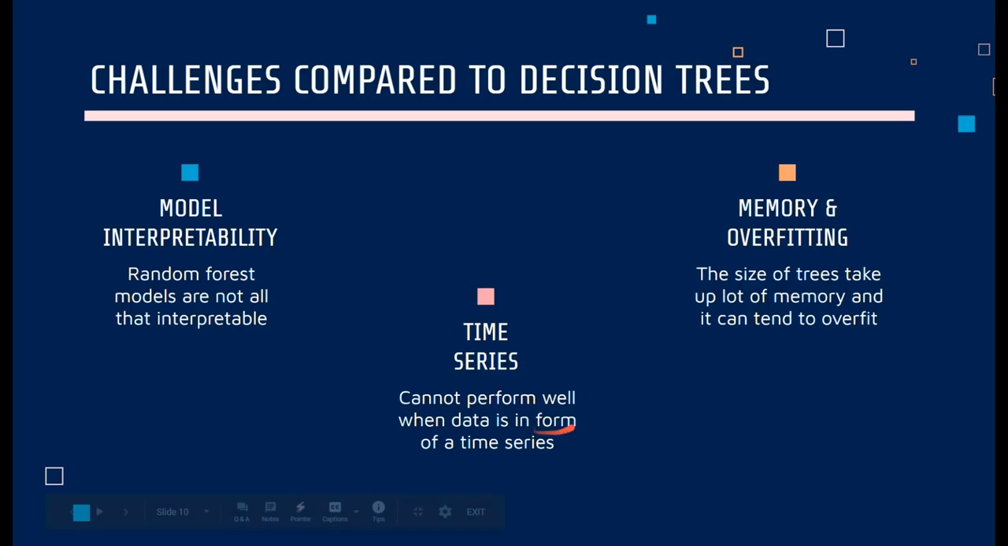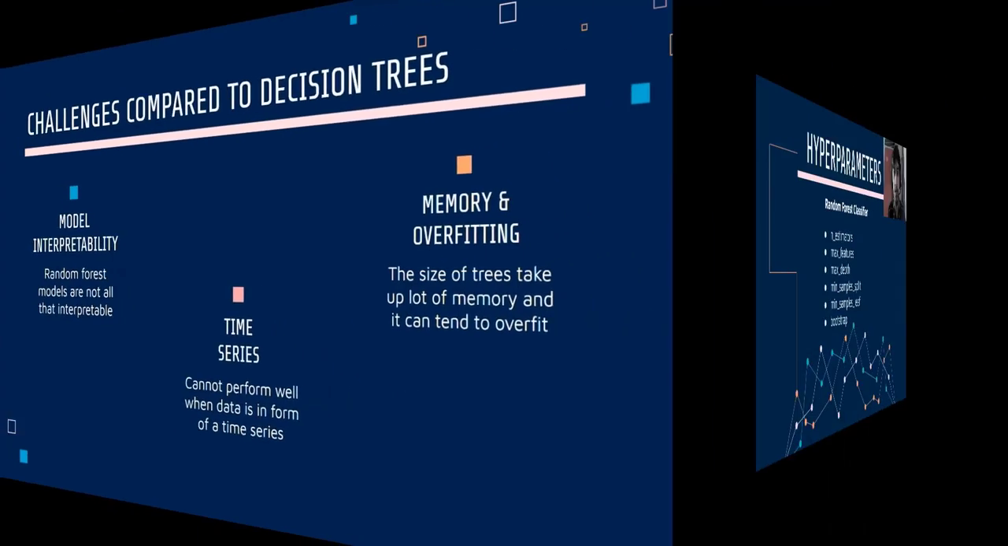And next is time series. The random forest algorithm cannot perform well when data is in the form of a time series. The last one is memory and overfitting. For a very large data set, the size of the trees can take up a lot of memory, and it can also tend to overfit. So we should tune the hyperparameters well so that we can avoid overfitting.